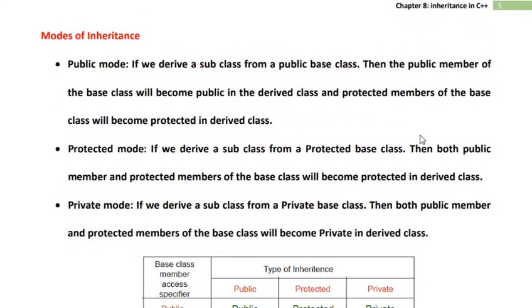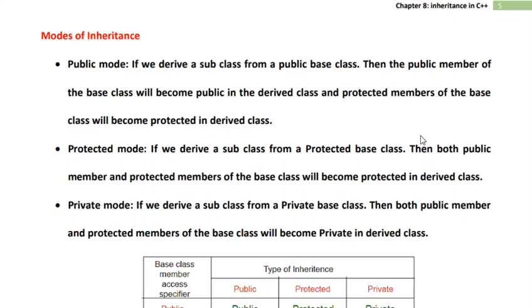Let us again repeat it. If we derive a subclass from a public base class, then the public members of the base class will become public in the derived class, and protected members of the base class will become protected in the derived class.